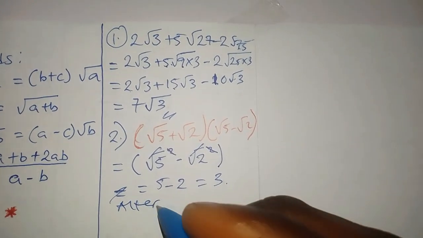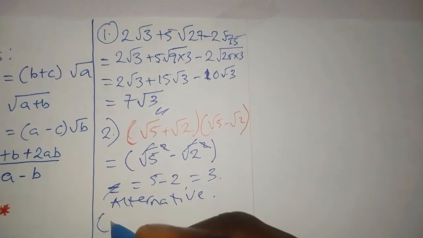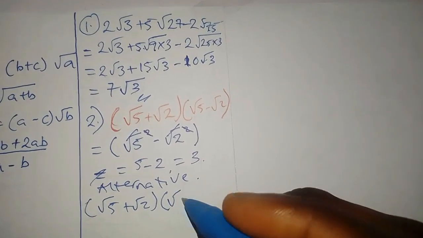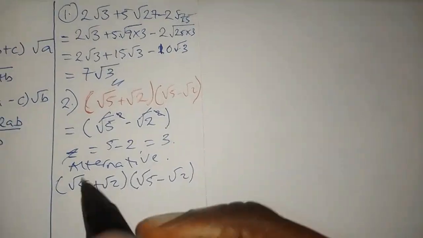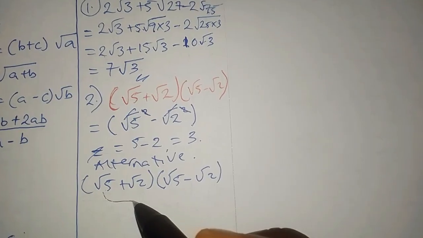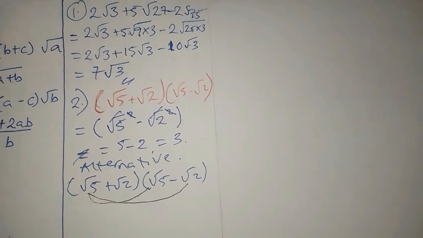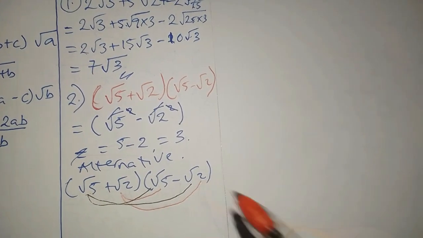Alternative method, maybe you don't really understand what I did here. You can do it another way: square root of 5 plus square root of 2 multiplied by square root of 5 minus square root of 2. Let's multiply this one after the other. What are we going to have? Square root of 5 times square root of 5, and also this times this and this times this.